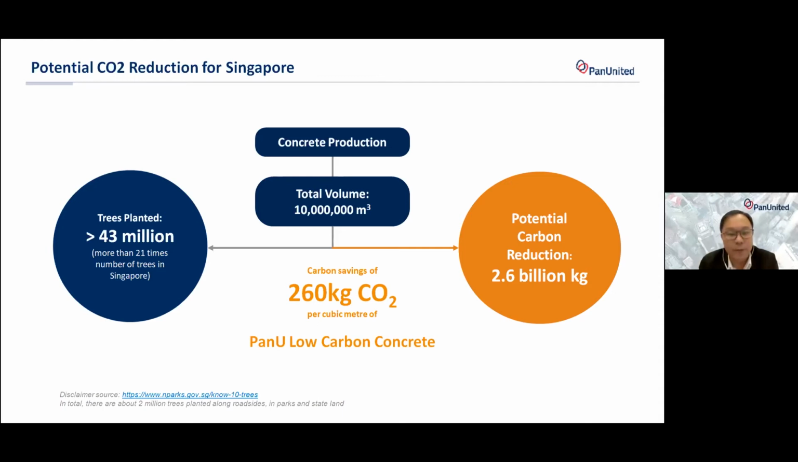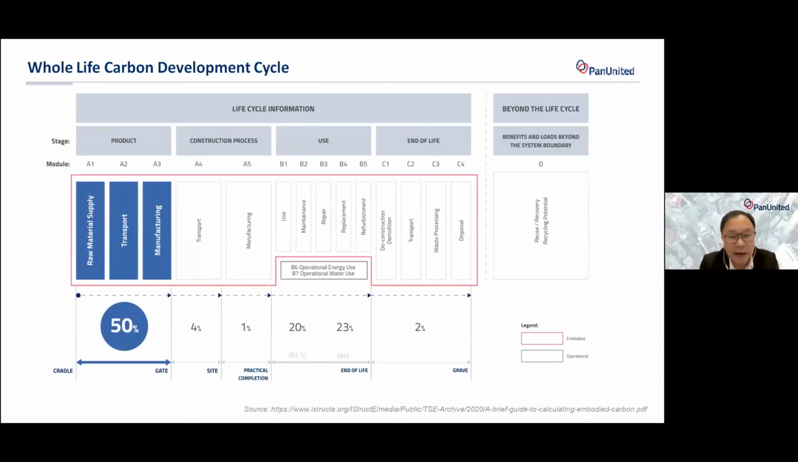And now I come to the last few slides, a very important slide that I would really need your attention for the next few minutes. This slide is taken from the Institution of Structural Engineers, the world's largest membership organization dedicated to structural engineering. The blue color is the embodied carbon, of which the World Green Building Council named A1 to A5 the upfront carbon. A1 to A3 represents 50% of the embodied carbon in the whole life carbon of a building, whereas the operational carbon at B6 is only 23%.